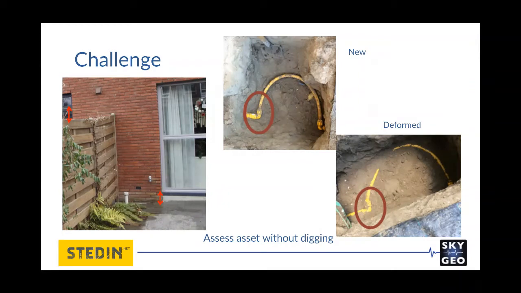Normally, the historic way to assess this potential damage situation is by digging a hole, which is A, costly, but B, also quite a disturbance to the people living at home, and the city wants to avoid as much of that as possible. So the challenge is, how can you know about this situation, this risk, without actually having to dig a hole?